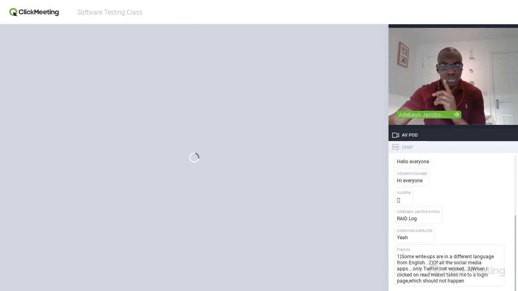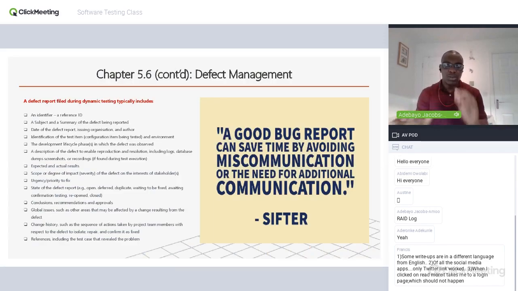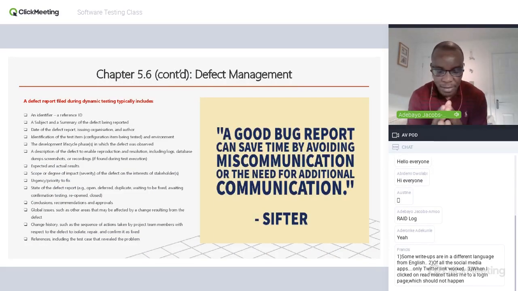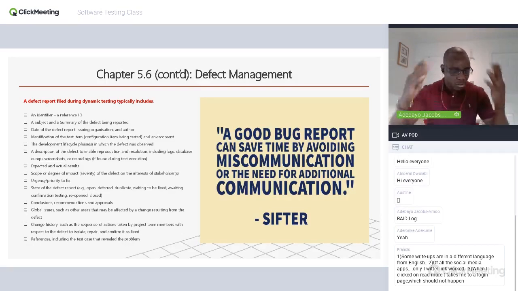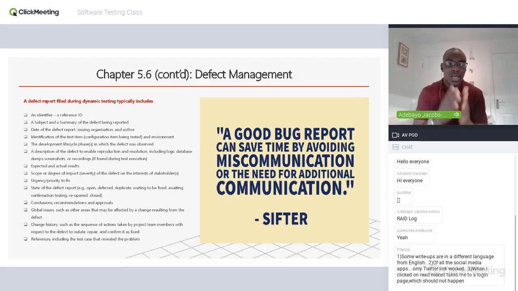Now, the very last slide I'm going to show you is this one. Look at the graphic there. A good bug, well, bug, defect, whatever you want to call it, a good bug report can save time by avoiding miscommunication or the need to ask for additional communication. So if we're on a time-pressured project and you find a problem and you are reporting it, all of these things listed here should be included in your report.